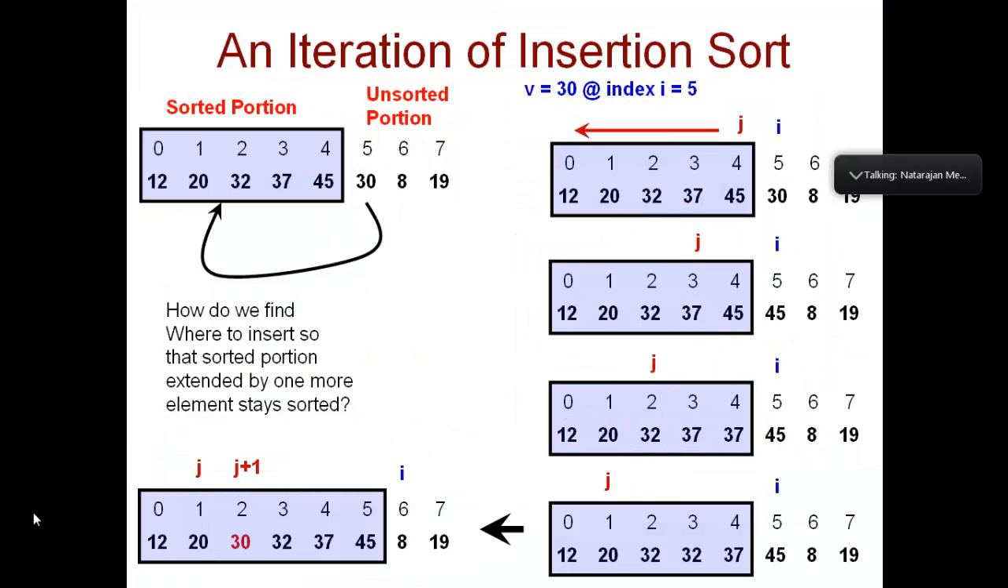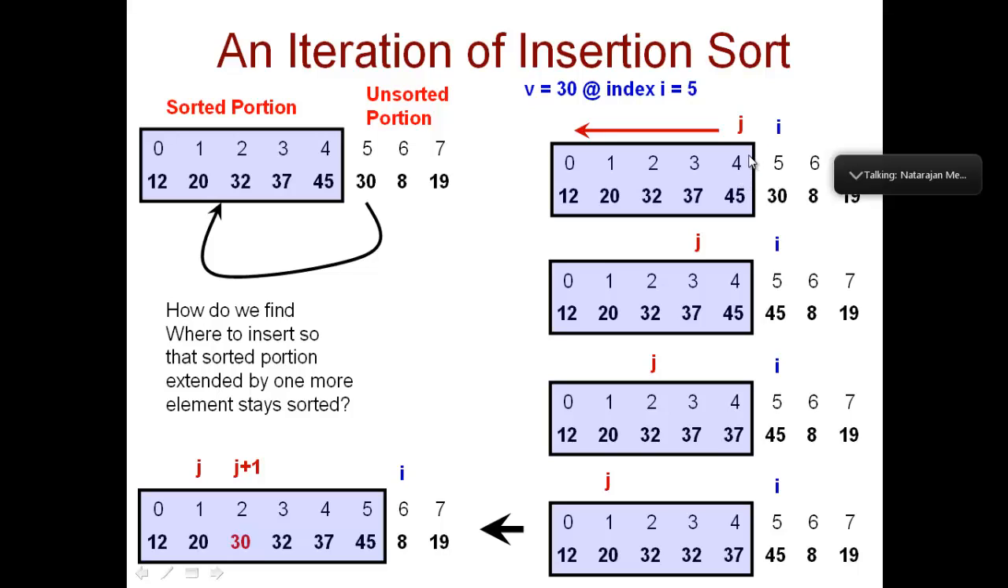So last time we were looking at this insertion sort algorithm. The idea is you'll maintain a sorted portion and an unsorted portion and go through the iterations. In each iteration, we'll take the first element in the unsorted portion, which is said to be at index I, and we'll try to insert it in the appropriate location in the sorted portion.